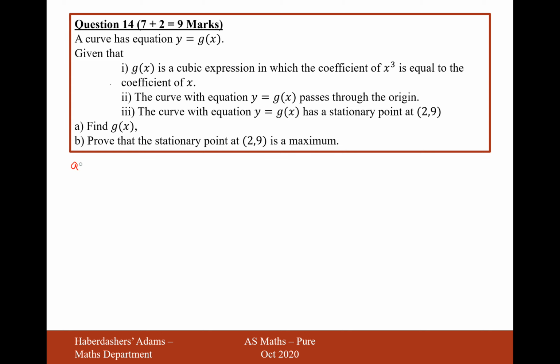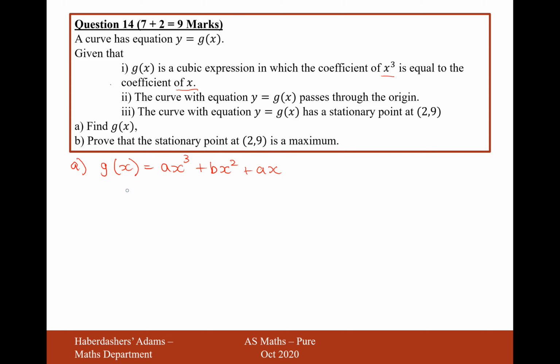Find g of x. Okay, so far what I've got is that g of x is equal to ax cubed plus bx squared. Now the coefficient of x cubed is equal to the coefficient of x, so it's plus ax, and plus 0 because it goes through the origin, so there's no plus c on the end. Now the curve has a stationary point at (2, 9). We know two things about that point. We know that it's a minimum or a maximum point, but it also goes through that point (2, 9). So let's put that in first.